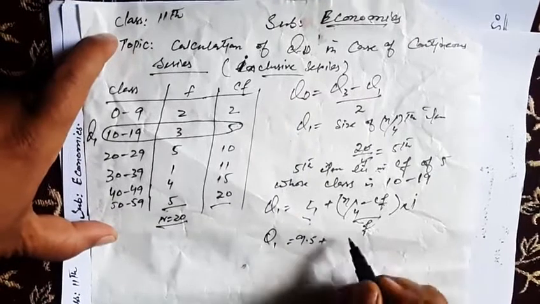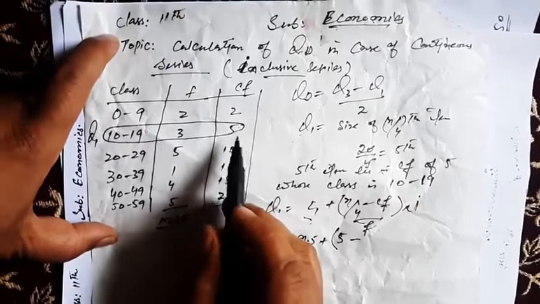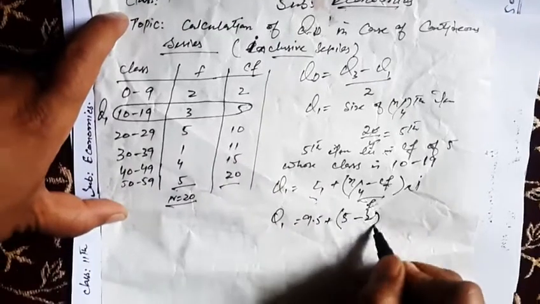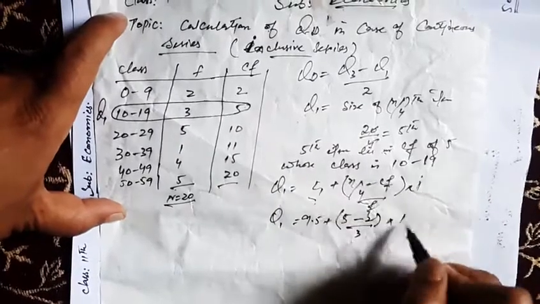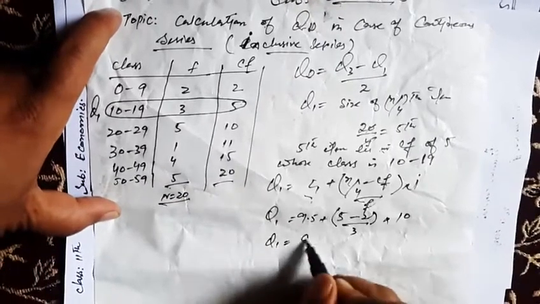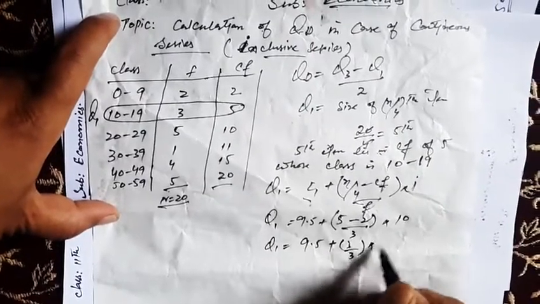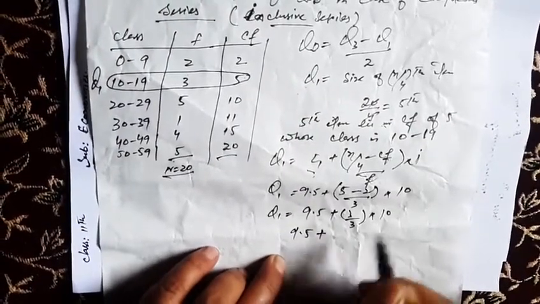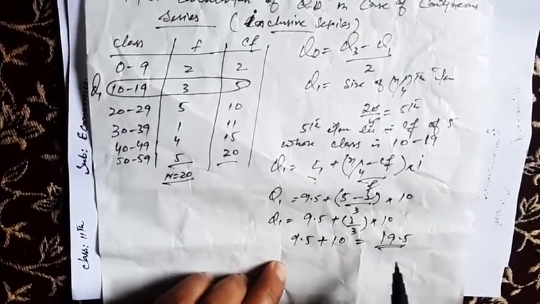Plus N by 4, which is equal to 5, minus CF, the cumulative frequency of the class preceding the Q1 class, that is 2. We have already discussed how to calculate this. Divided by F, the frequency, which is 3, into I, the class interval, which is 10. So Q1 is equal to 9.5 plus 5 minus 2 equal to 3 divided by 3 into 10. 3 divided by 3 is 1. So this is 9.5 plus 10 ones are 10. This is 19.5. So 19.5 is our Q1.